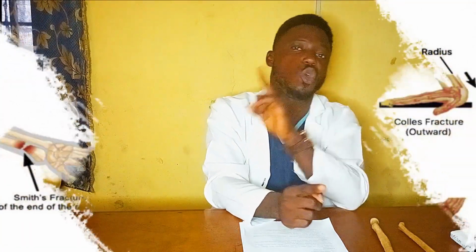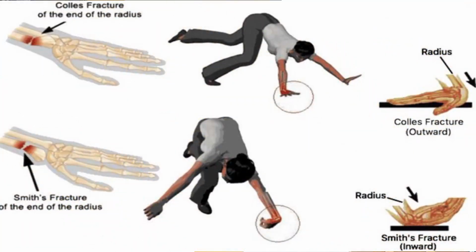Now, the etiology aspect of Smith fracture. When I talk about etiology, I'm talking about the causes of Smith fracture. Smith fracture can result from falling on the flexed hand. When you fall like this, it's going to cause Smith fracture. Don't forget when I talked about Colles fracture, it is when you fall on the outstretched hand. But this time around, Smith fracture is when you fall on the flexed hand. When you fall like this, the hand will look exactly like a garden spade deformity.